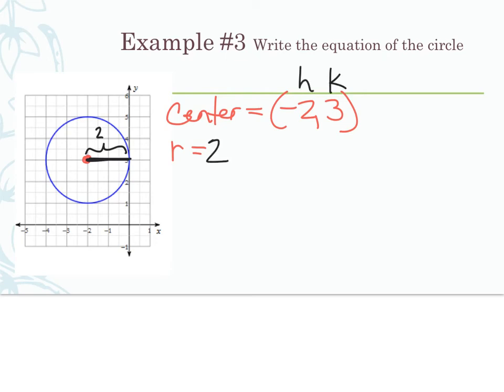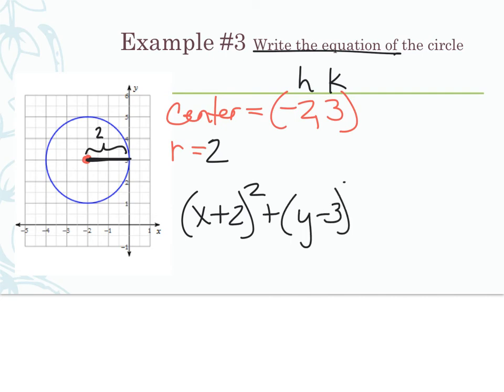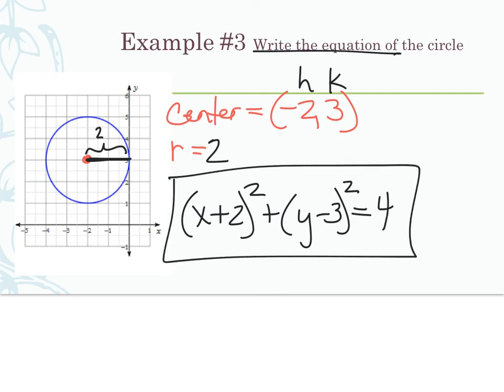Here's h, here's k. Write the equation means plug it in. Change h becomes plus 2. Change k becomes minus 3. Square your r, and you're all done. Let's do another one with a picture.